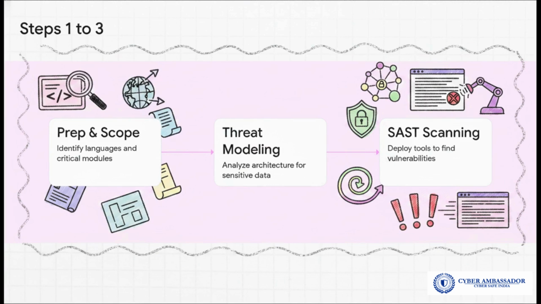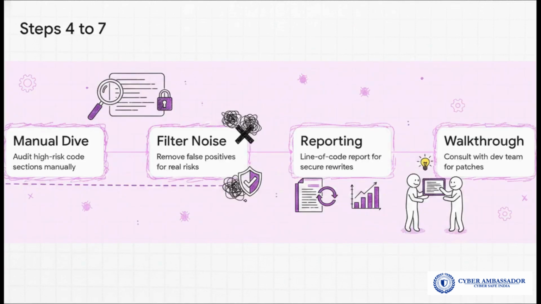Then step 3 is automated SAST scanning. This is where they deploy industry-leading tools to rapidly find those high-volume, low-hanging vulnerabilities across the entire repository. But as we just learned, they don't stop at the automated scan. Step 4 is the manual deep dive. The experts manually audit high-risk sections of the code, things like user authentication or payment processing, because that's exactly where those devastating logic errors like to hide.